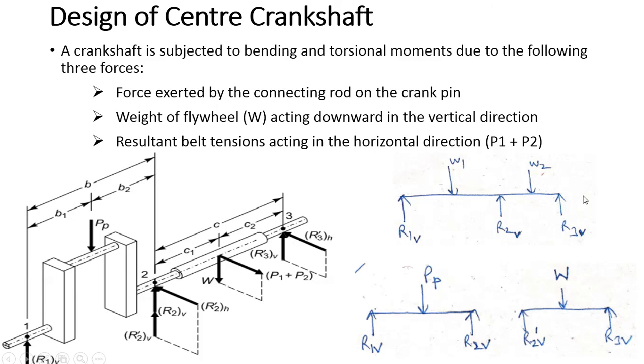Similarly, I break the other part into the part with W and name it with a dash: R2V dash and R3V dash. In this case it is because of the vertical load, and if it is horizontal, W is replaced by P1 plus P2 and V is replaced by H, so R2H dash and R3H dash. So at point 2, in general, R2V is the sum of two reactions: one is R2V because of PP, and one is R2V dash because of the load W. These add up at reaction point 2.